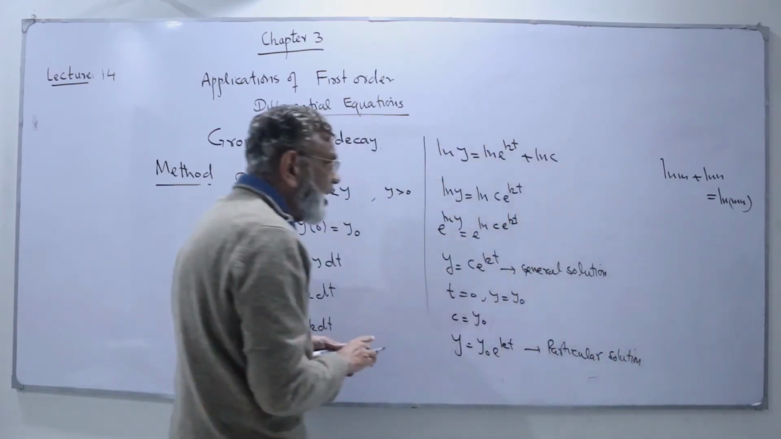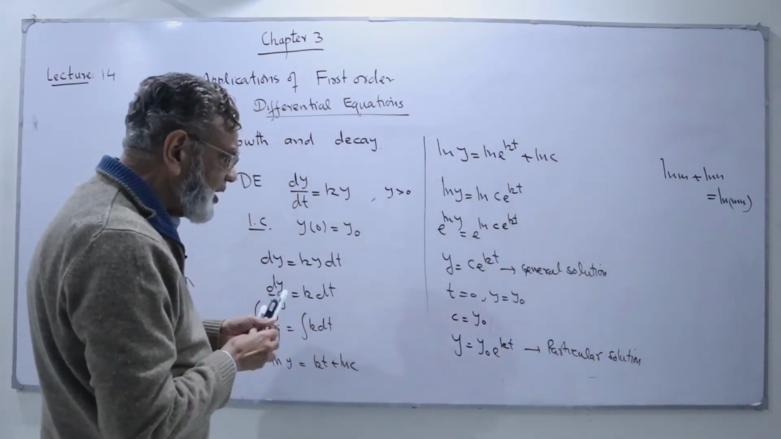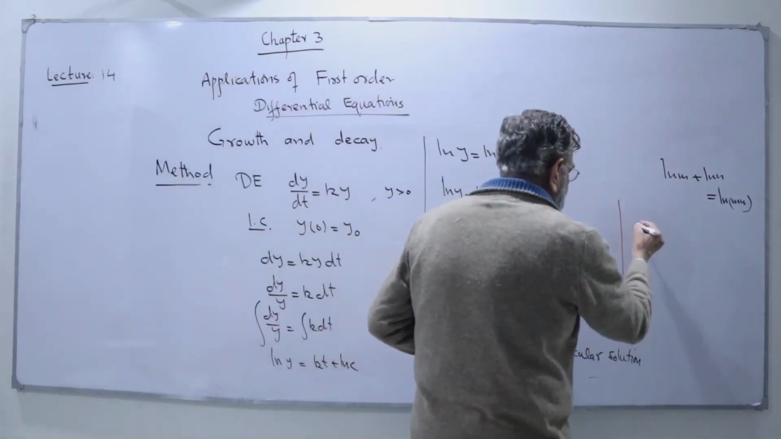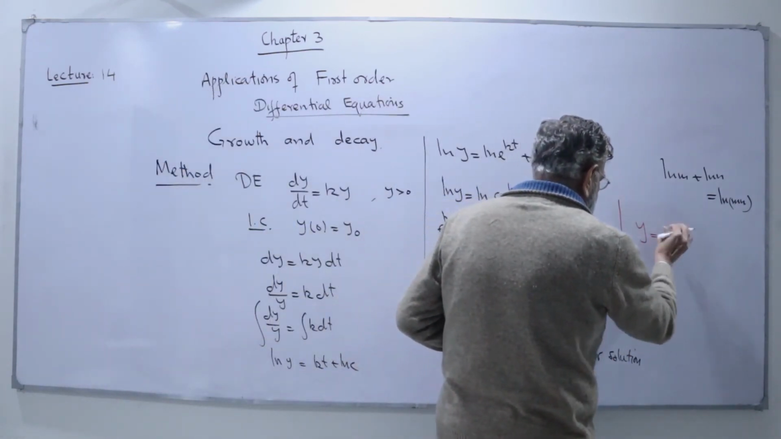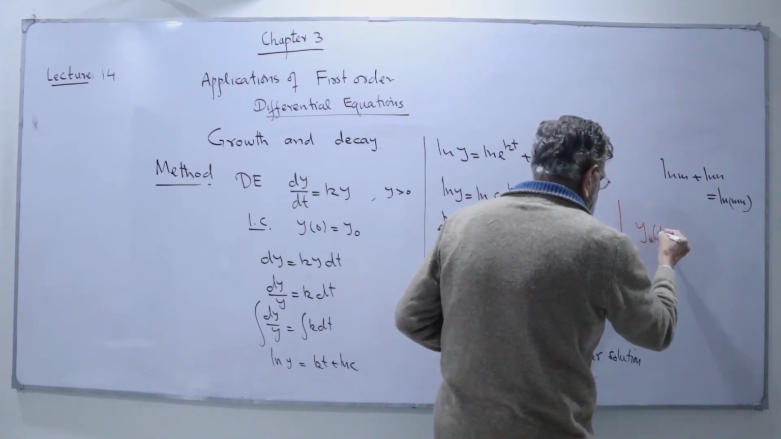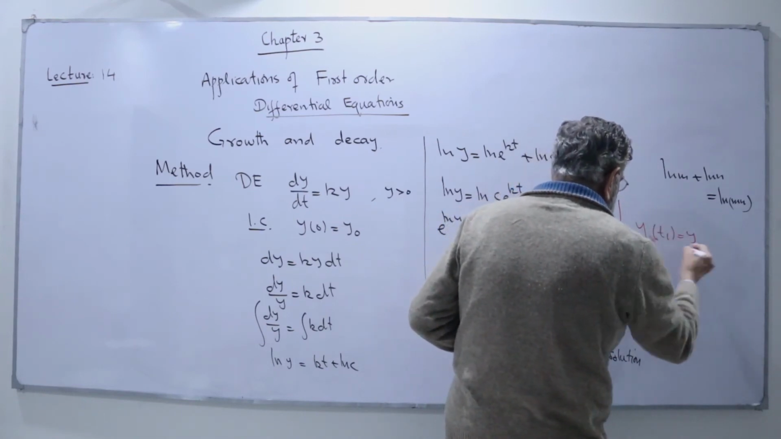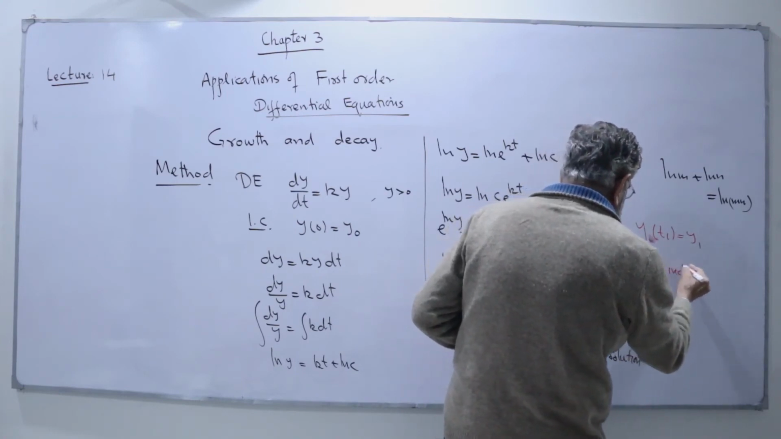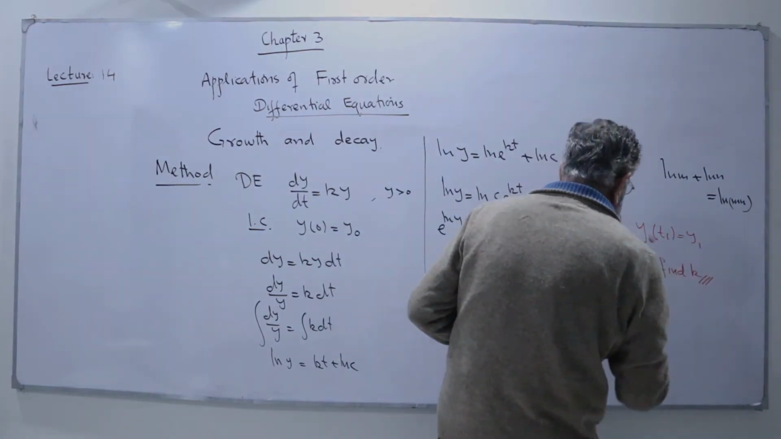As I told you, we have one more condition, the additional condition. If we are given that y at any time t1 is equal to y1, this condition will help me find k, and then I say this is a complete solution. I will show you with the help of an example.